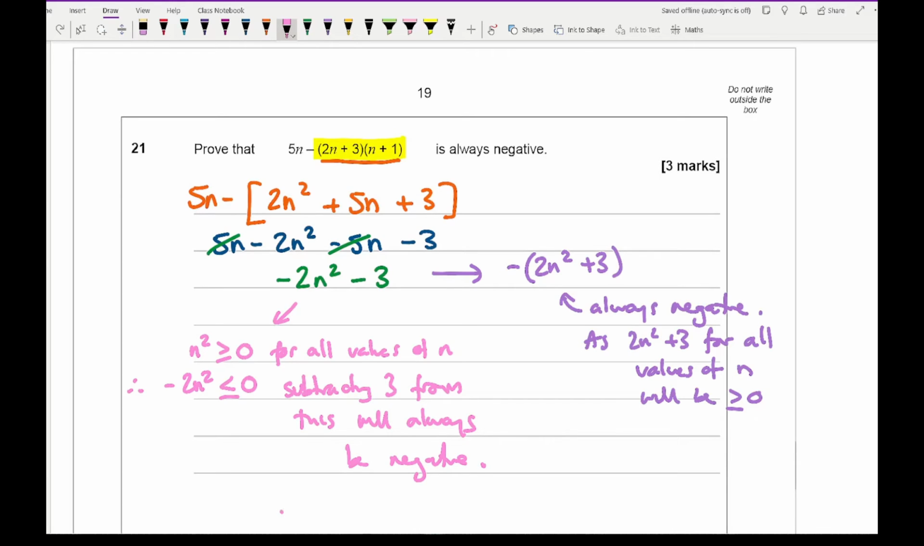So any of those two explanations will be absolutely fine, but it is important that you do write a statement just to confirm it and don't just leave your answer as minus 2n squared minus 3. You'll need to explain a little bit further as to why the answer will always be negative.